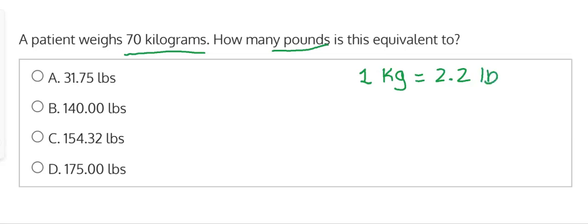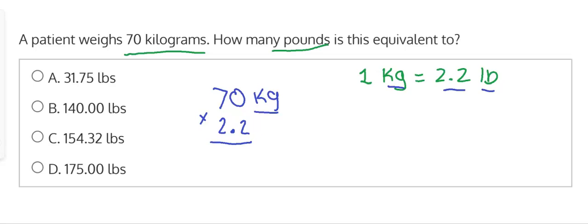Now in the exam, you might not have access to a calculator, so let's review how you would do this using your written math or your mental math. So to get from your 70 kilograms here to your pounds, we have the 2.2 here, so you will be multiplying by 2.2. So how would you multiply by a decimal in this case?